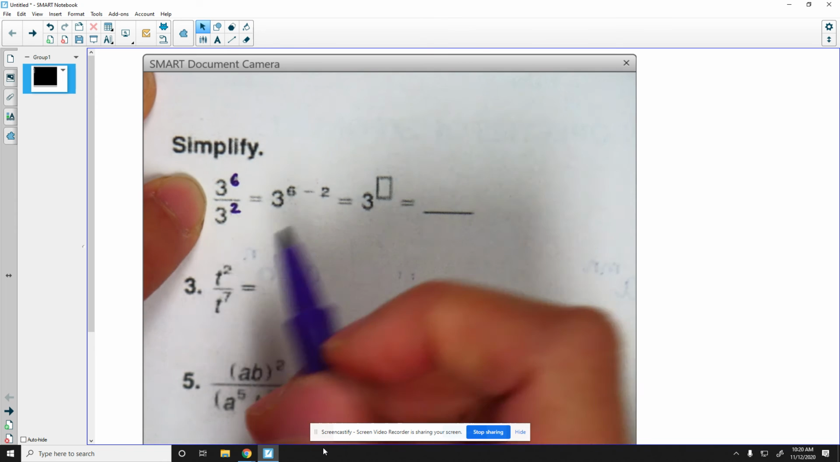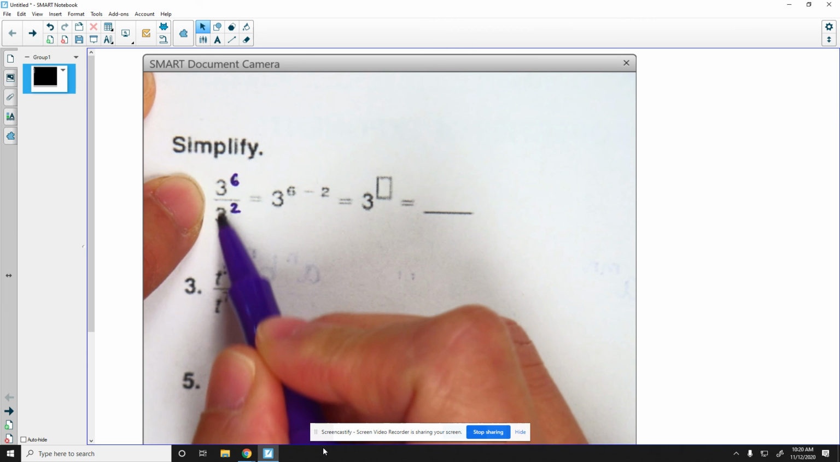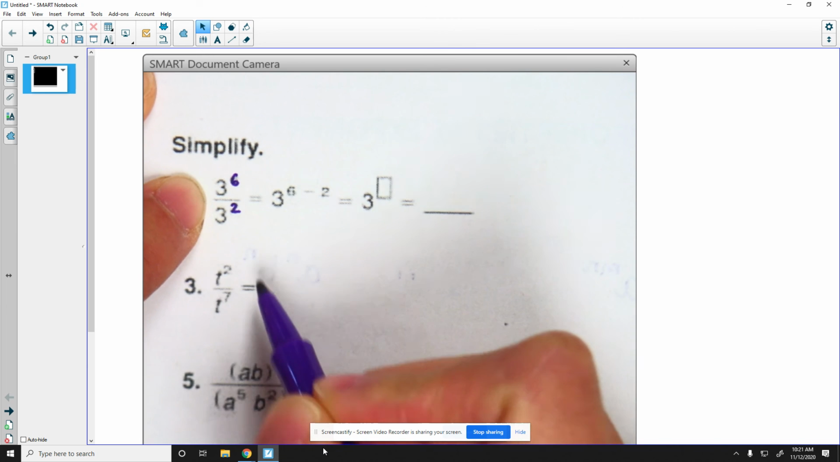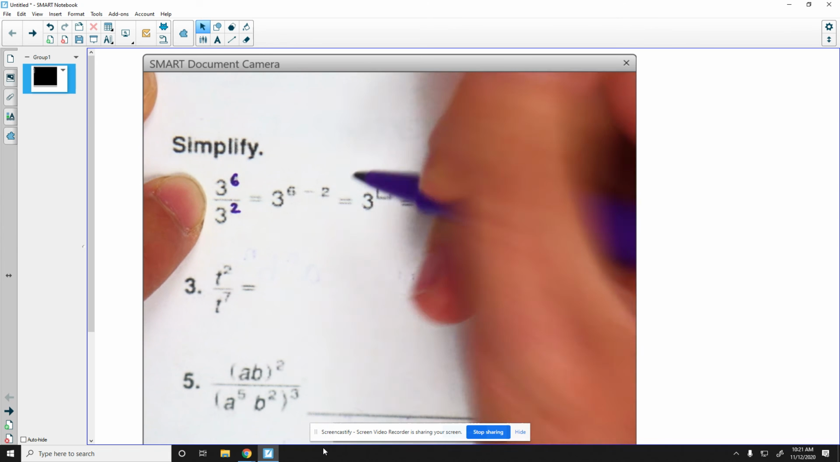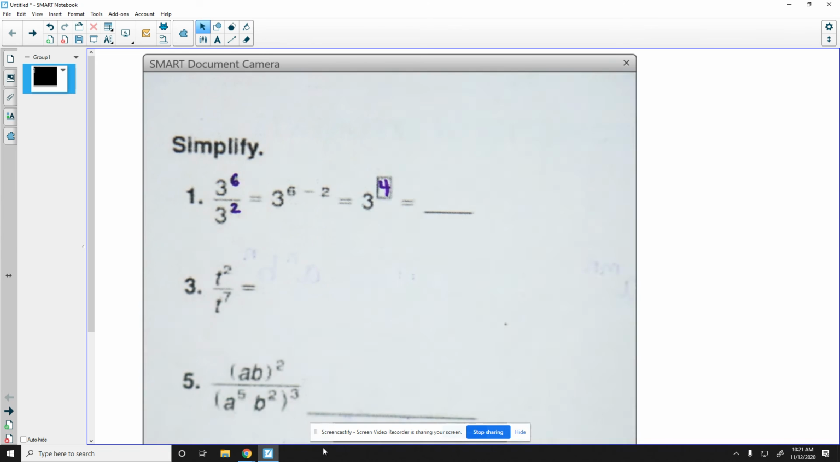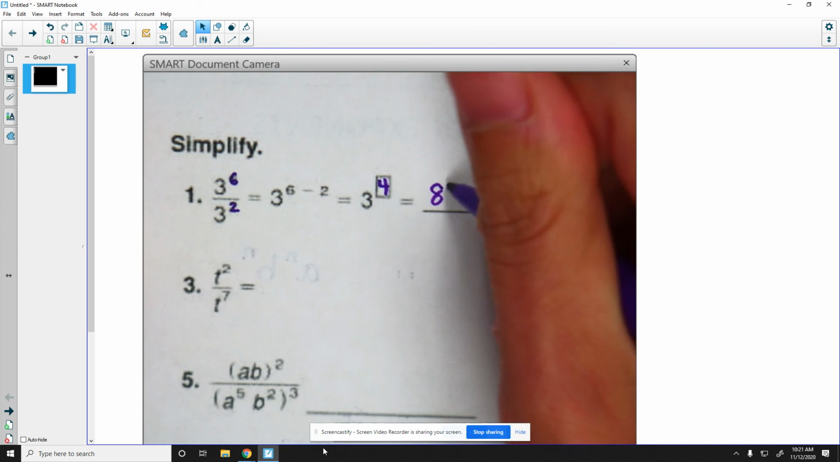Here's my next rule. Do you see how I'm dividing now with the same base? I have a 3 and a 3, but I'm dividing them. So the trick is, if I'm dividing them, I actually subtract the exponents. So 6 minus 2 is 4. So my answer is 3 to the 4th, which equals 81.